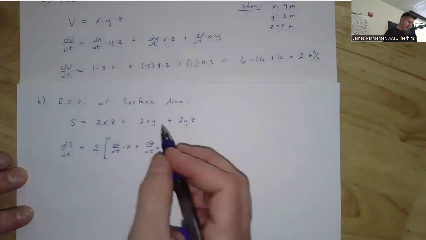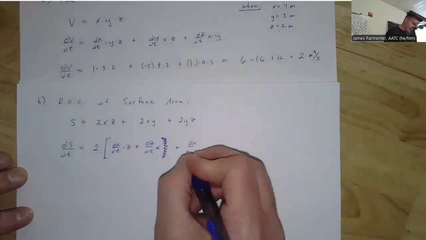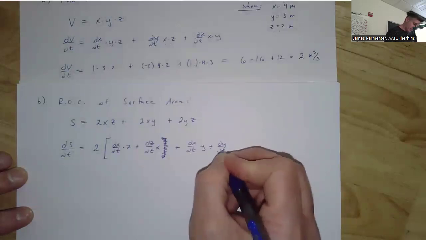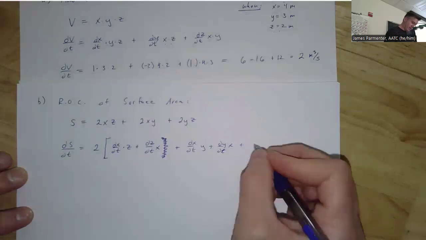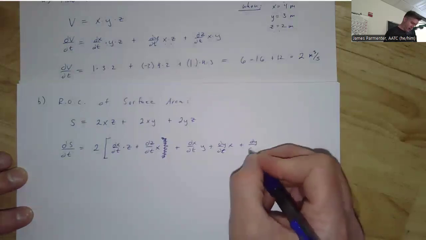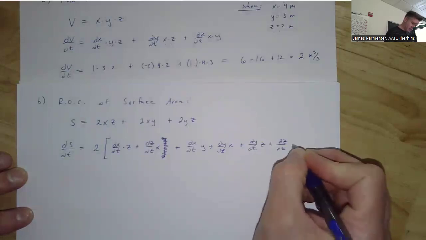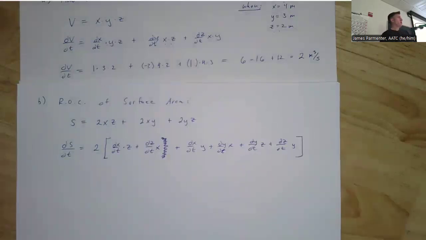Plus, now for xy, same deal. It's dx/dt times y plus dy/dt times x. And for yz, same deal, product rule. It's the derivative of y times z plus the derivative of z times y. Whew, just a lot of writing.